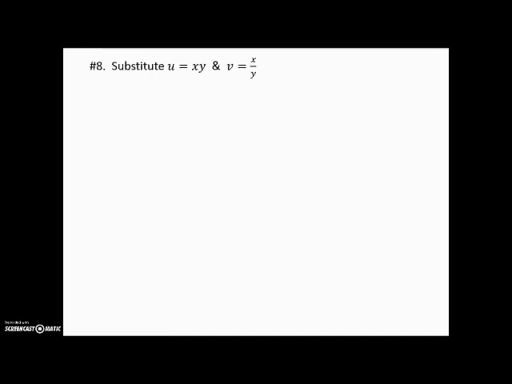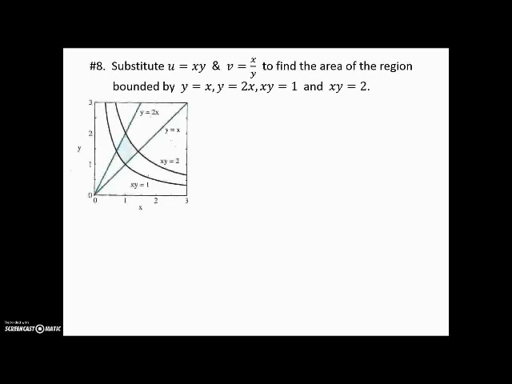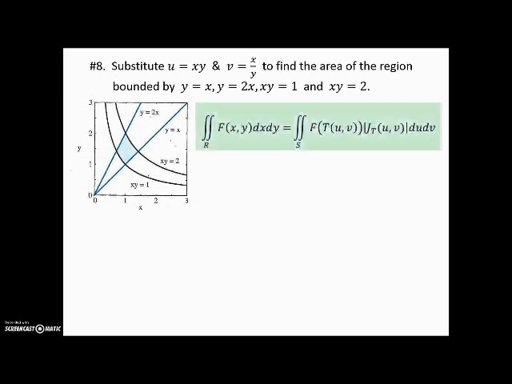Number 8, substitute u equal xy and v equal x over y to find the area of the region bounded by these 4 curves. So let's sketch that first. In blue, we have y equal x and y equal 2x. And in black, we have the parts of the hyperbolas xy equal 1 and xy equal 2. And here's our handy-dandy formula, but we're just doing areas, so our integrands are just 1. So all we need is a Jacobian.